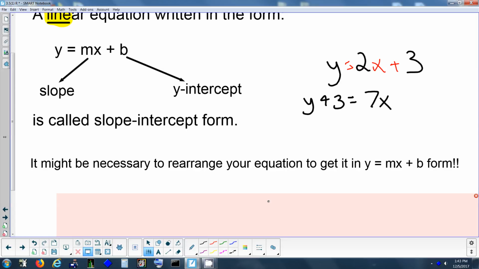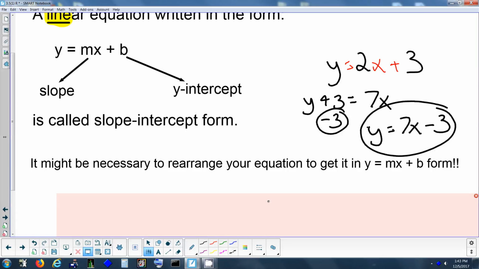That's okay. The 3, right? What do I have to do? You have to subtract 3. I'm going to subtract 3. Where's that 3 going to go? Is the negative 3 going to go before the 7x or after the 7x? So what's my new equation going to be? y equals 7x minus 3. Good. Now that is in slope-intercept form.